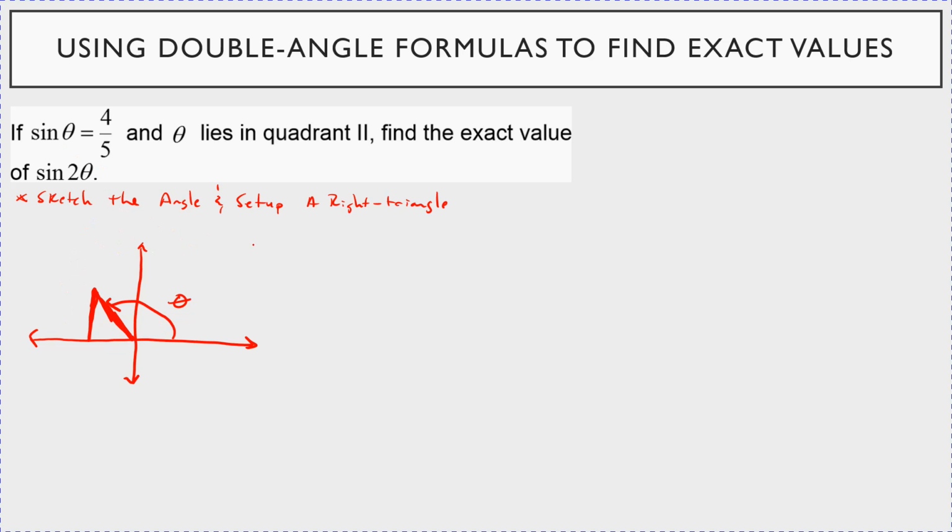Remember what sine is. If you remember your right triangle trig, sine is opposite side over the hypotenuse. So the opposite side of theta has to be 4, and the hypotenuse has to be 5. Hopefully you can see this is going to be a 3, 4, 5 right triangle. But because it's quadrant 2, our x value here is -3.